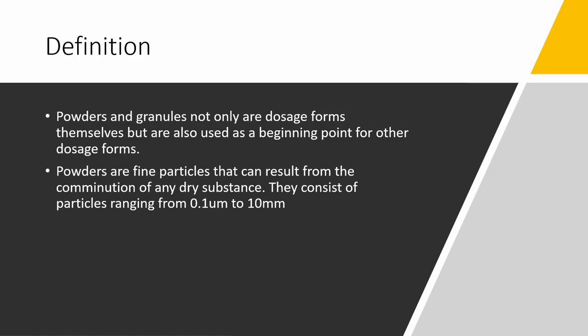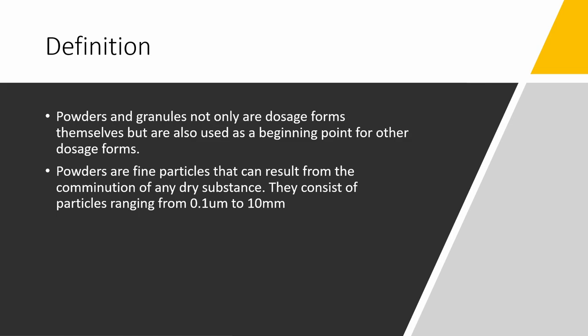So powders and granules not only are pharmaceutical dosage forms, but they are also used as starting points for other dosage forms. So our powders and granules are actually used in other formulations. Example is tablets and capsules as starting materials. So we do not make tablets in one go. We first make powders and granules, then we formulate them and incorporate them into the final dosage form, which is our tablets and capsules.